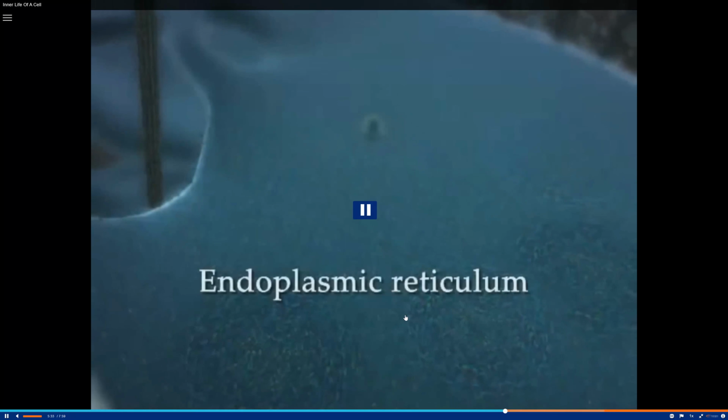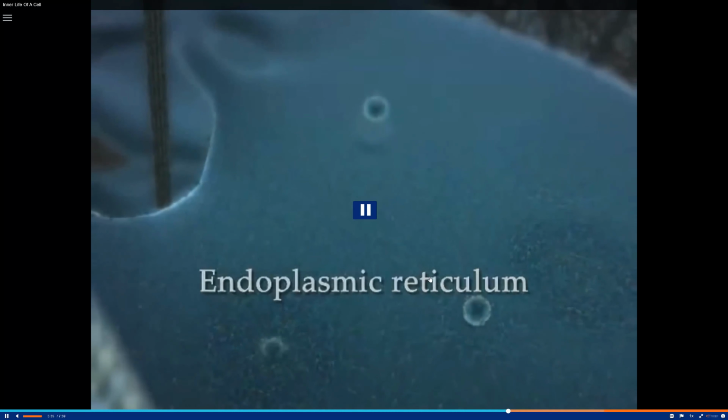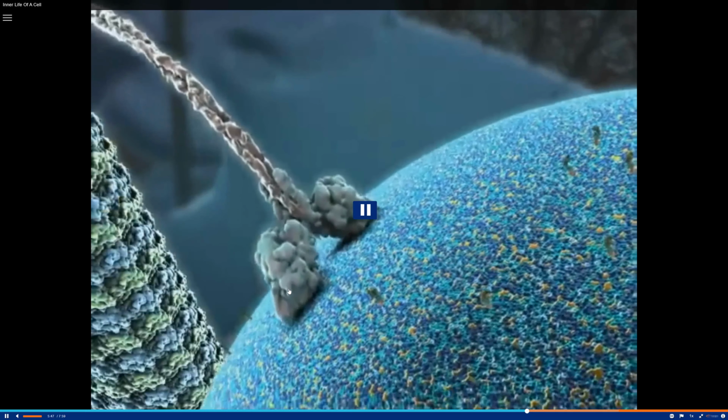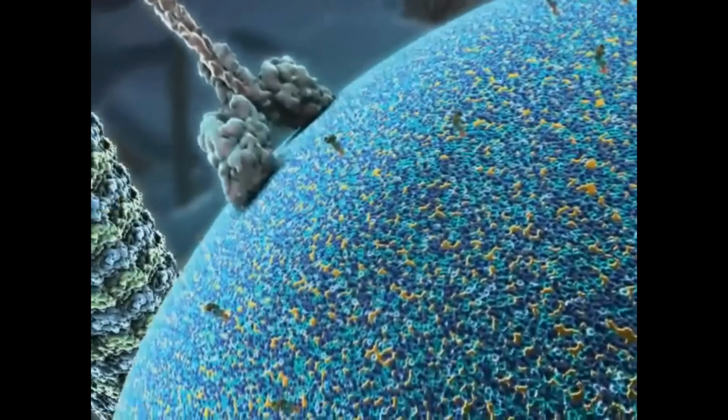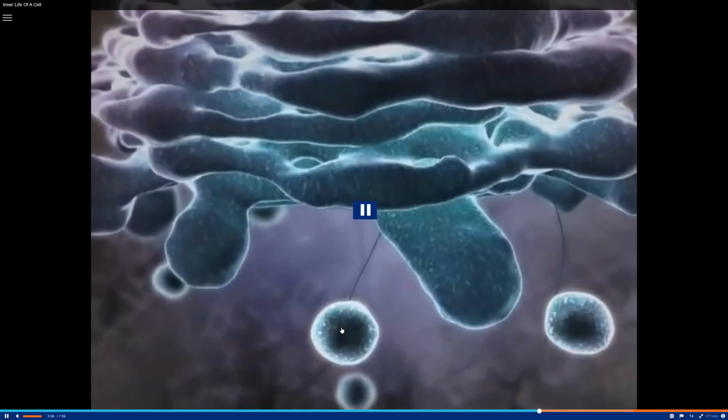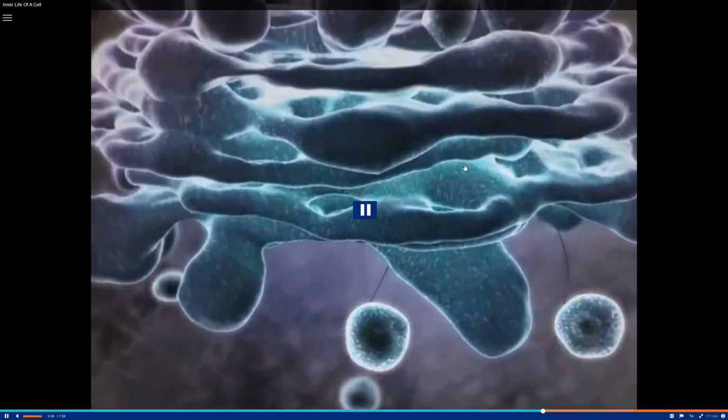So here is our rough ER. We're making changes to the proteins, then we're packaging them in vesicles and sending them on to the Golgi. And of course, vesicles are going to be shuttled around by using these little molecular motor proteins. Just like we saw before, vesicles are made out of membrane, so those are phospholipids. So here are vesicles traveling along tracks to the Golgi.